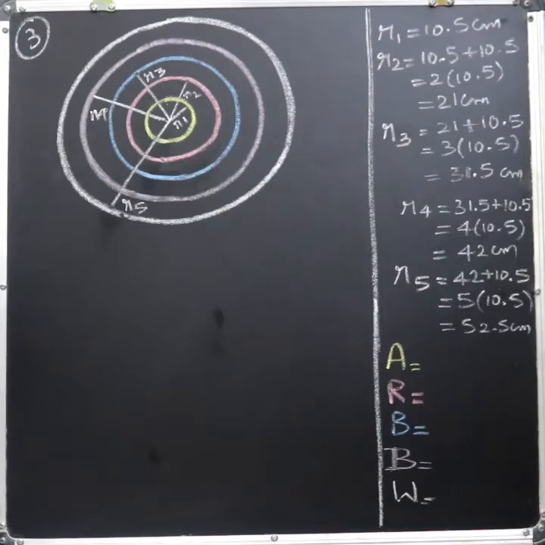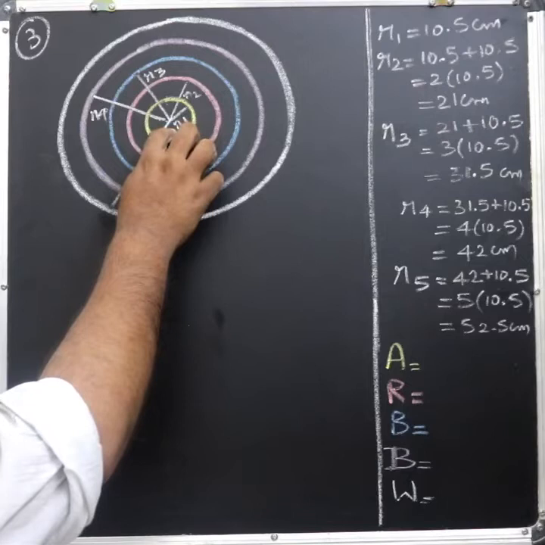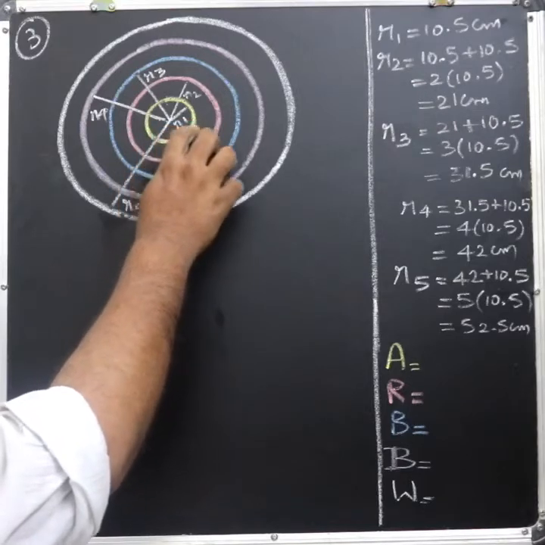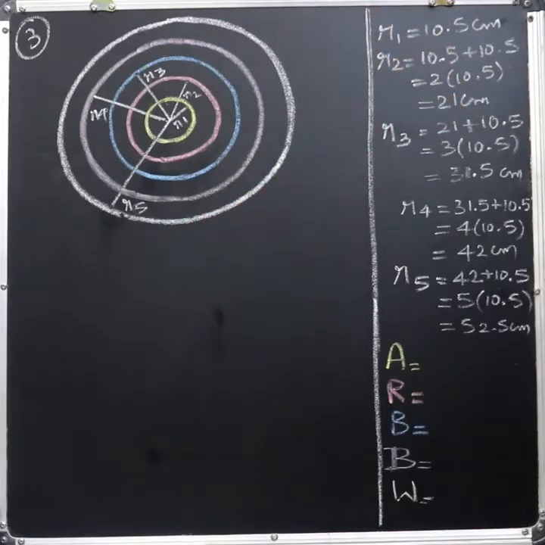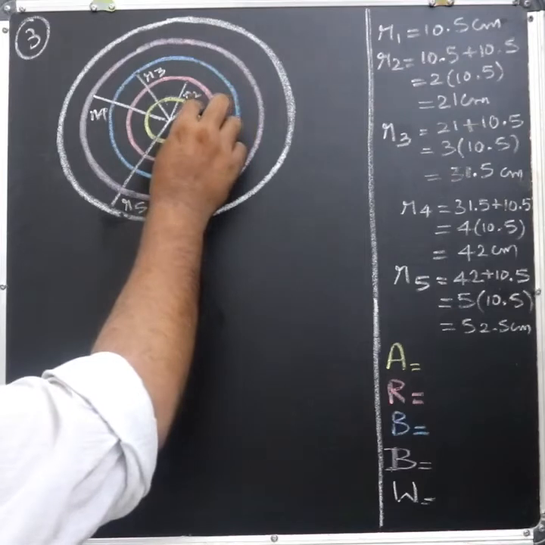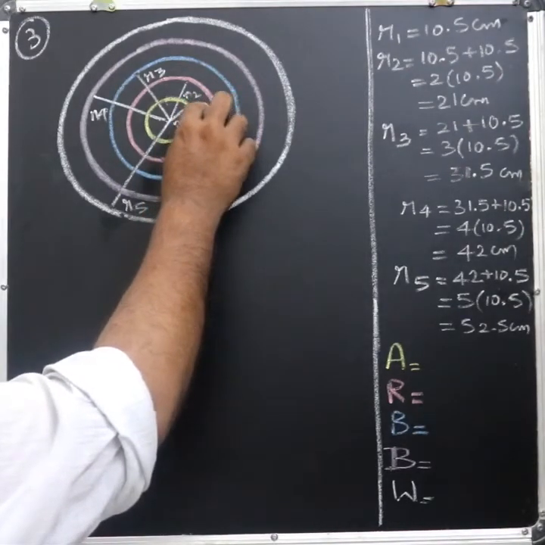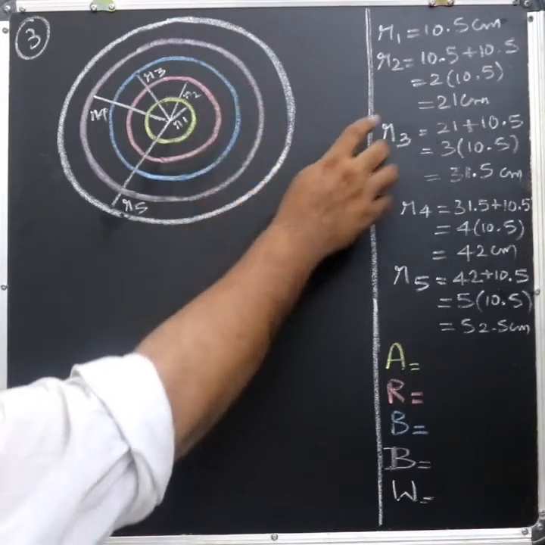The diameter of the innermost region, which is gold in color, is 21 centimeter, so radius is going to be half of that, that is 10.5 centimeter. Each circle has a width of 10.5 centimeter extra.